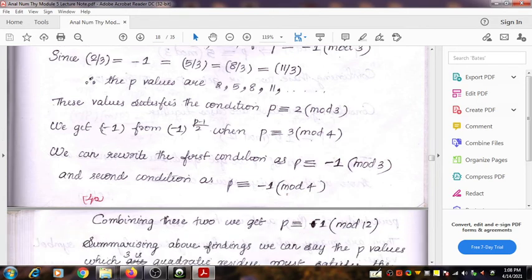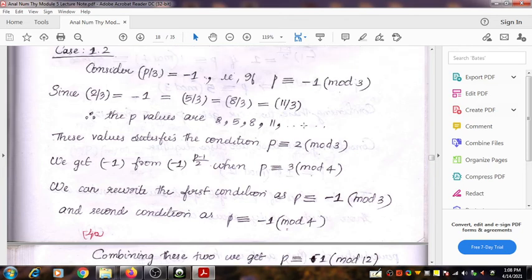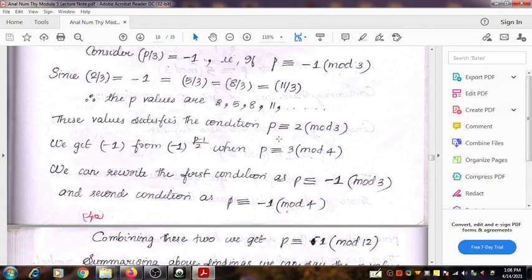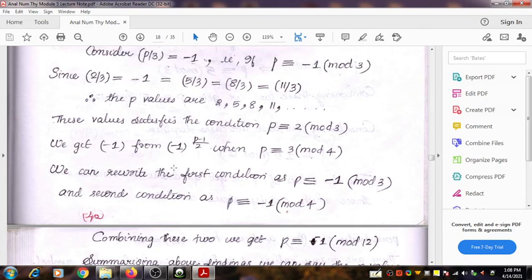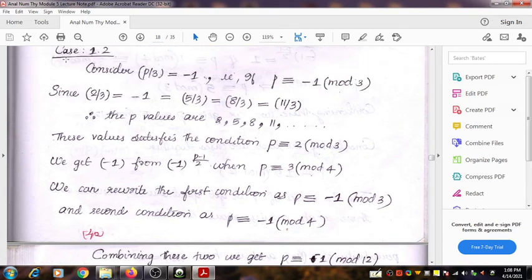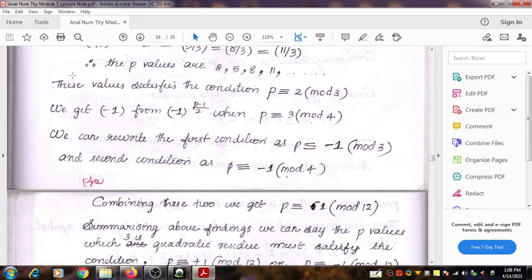That must be which value to get minus 1? See, we get minus 1 from minus 1 raised to (P minus 1) by 2 when P is congruent to 3 mod 4. So combining, these are the two conditions that you have to combine. Those prime numbers which satisfy together the condition P is congruent to minus 1 mod 3 and P is congruent to 3 mod 4 can be selected as the numbers satisfying case 1.2.